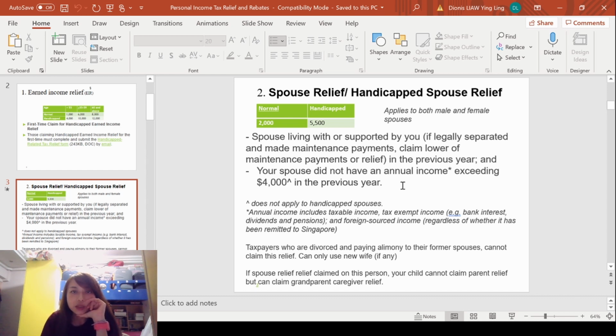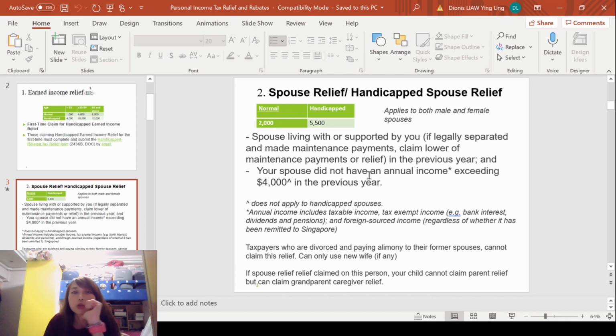Next is the spouse relief. For this spouse relief, your spouse has to be living with you or supported by you. If you are legally separated but still pay maintenance to your wife, you can claim the spouse relief. But if you actually give less than 2k to her, then you can only claim maybe 1.5k. For example, if you only gave her 1.5k. It applies to both male and female spouses. It's not only males supporting females; females can also be supporting males.